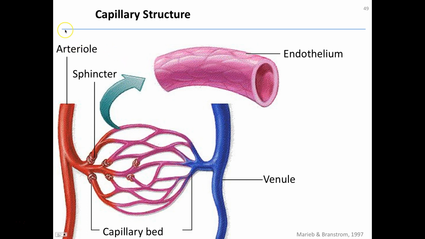So the arteries we saw before get smaller and smaller until eventually we call them arterioles, and they are the smallest of the arteries or structures that we would denote as arteries. The arterioles will eventually enter into the capillary bed, and you'll notice that in these capillary beds there are small sphincters, and these sphincters help to regulate the flow of blood into these areas.